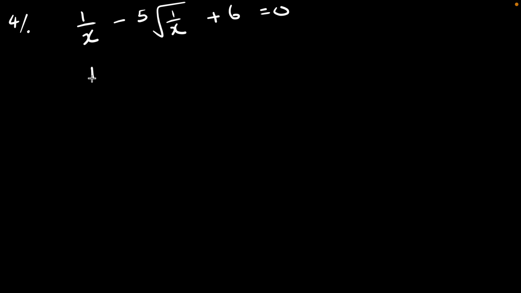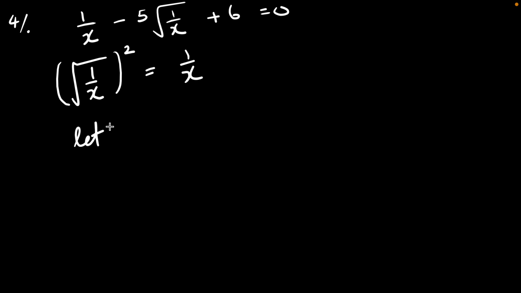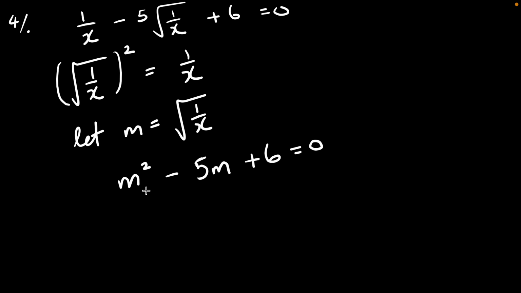So if I put the root of 1 over x here, I know that if I square this, I'm just going to get 1 over x. And at that point, it's academic, because now it looks exactly like what we used to. So let m be the root of 1 over x. And now we're going back to light work, because when I square the root of 1 over x, I get 1 over x. So this becomes m squared.